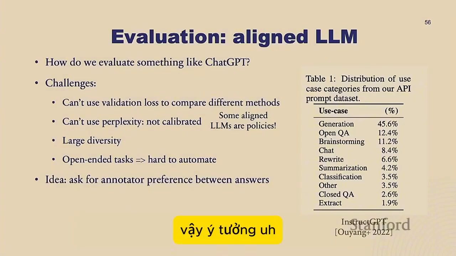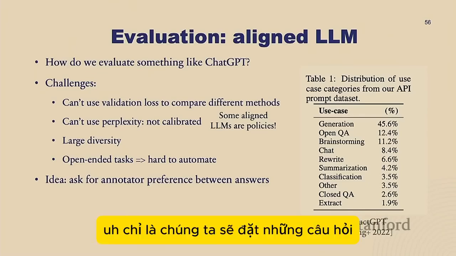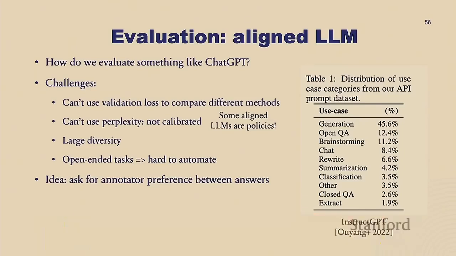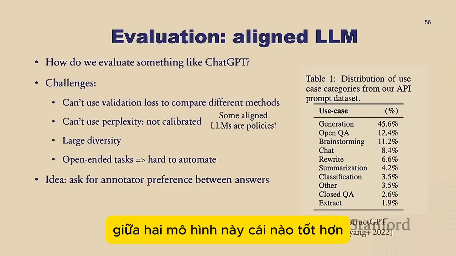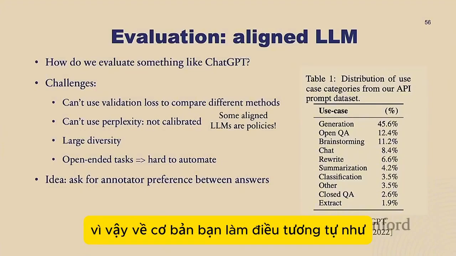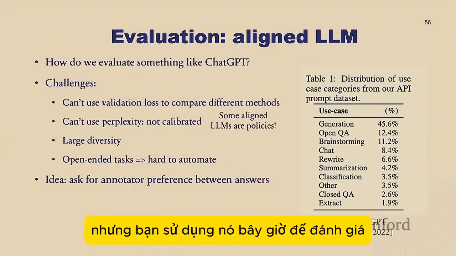So the idea is that instead of trying to come up with really easily automated benchmarks, we're going to ask questions that users actually ask these models in practice, and we're just going to ask annotators to say, between these two models, which one is better? Like, what's the better output? So basically, you do the exact same thing as the data from RLHF, but you use it now for evaluation.